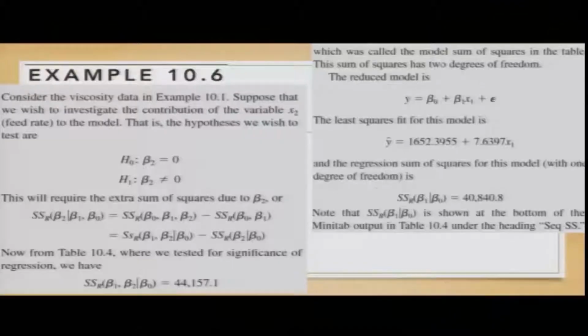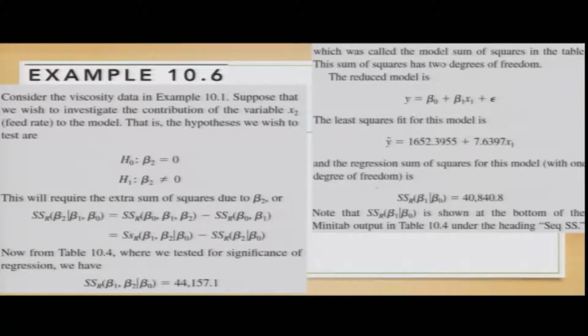Now from these tables we can find that the sum of squares of beta 1 and beta 2 given beta naught is 44,157, which is called the model sum of squares in the table. This sum of squares has 2 degrees of freedom. Depending on that, the reduced model would be y hat, because you are trying to estimate, equal to beta naught hat, which is 1652.39, plus beta 1 hat x 1, where beta 1 hat is equal to 7.6397. The epsilon would not be there because this is y hat and we are estimating, so errors would come accordingly later on.